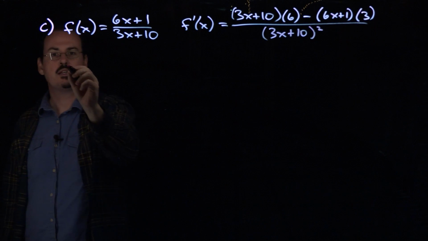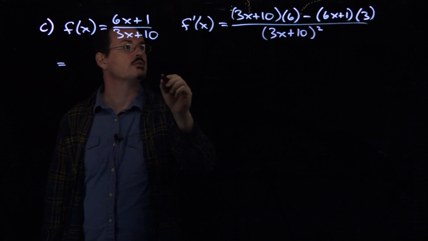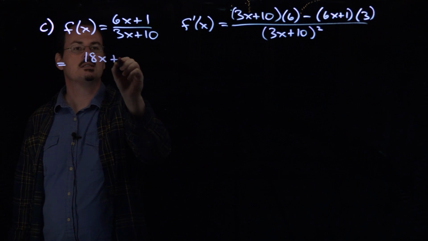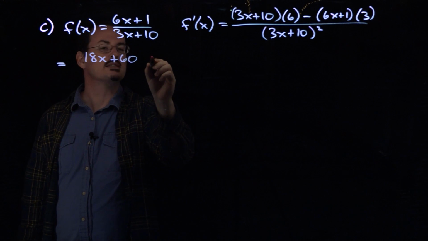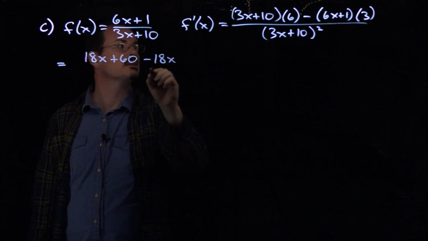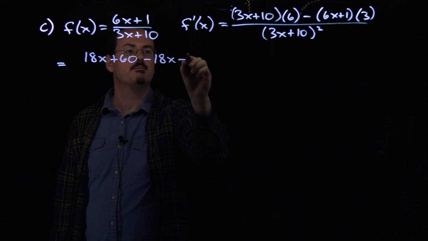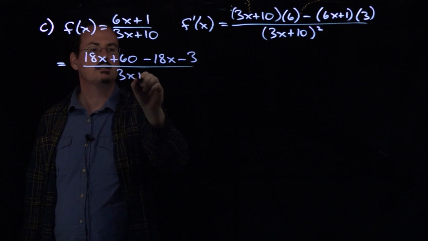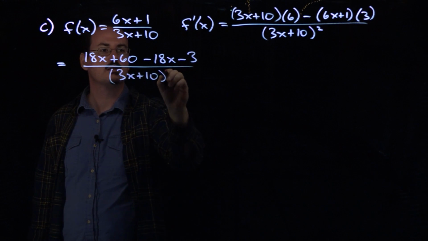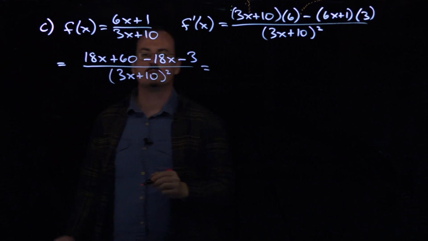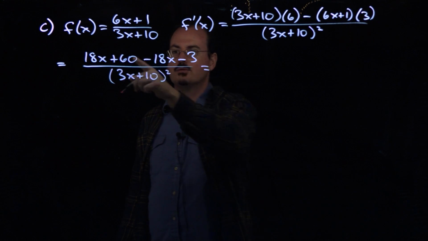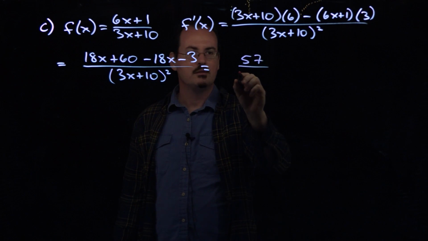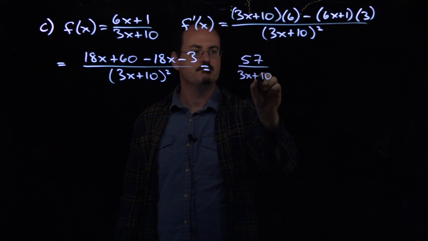Let's go ahead and simplify that. So distribute the 6, we'll get 18x plus 60 minus 18x minus 3. Divide this by 3x plus 10 squared. Combine our like terms. Notice the x terms are going to cancel, so we just get 60 minus 3, 57 over 3x plus 10 squared.